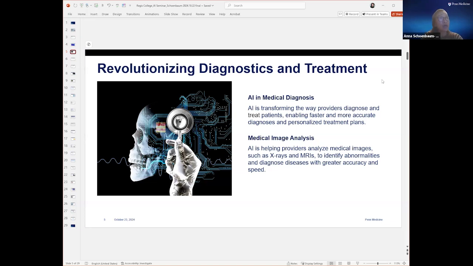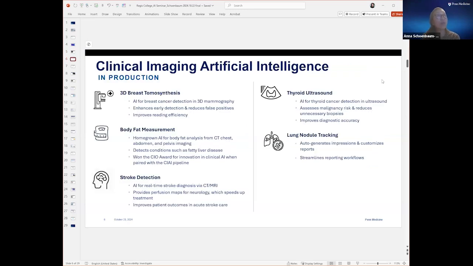With these diagnostic and treatment uses of AI, we're able to do quicker diagnosis and then quicker treatment, and to personalize those treatments for our patients. So here, I did take the vendor name out of the solution, but here we have the different areas that we have in production regarding where AI is making a difference.